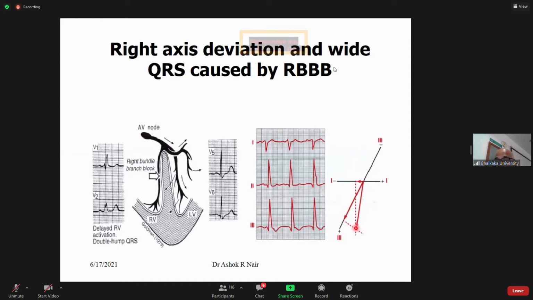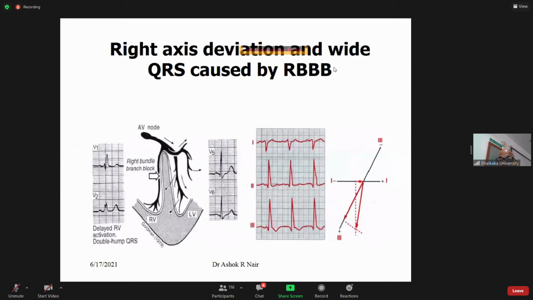Draw perpendicular to lead 1, draw perpendicular to lead 3. Where the point meets, from the point you draw it back to the center here. This is your axis. Okay, that becomes your axis.